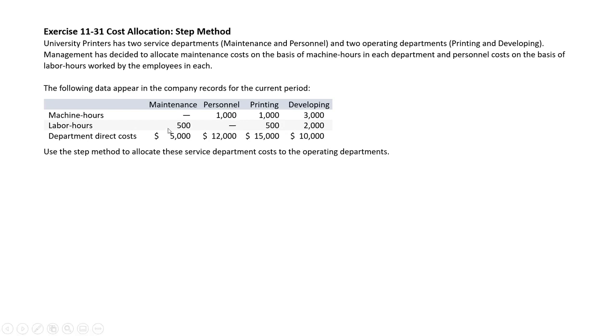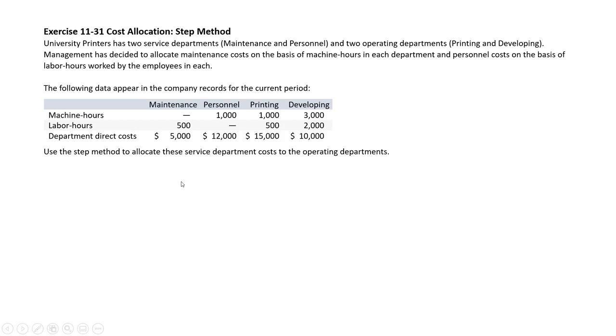Personnel is measured by labor hours, and again, we can see the amount of labor hours it provides not only to the operating departments, printing and developing, but also to the other service department, maintenance. It provides 500 labor hours. So our goal is to allocate our service cost.